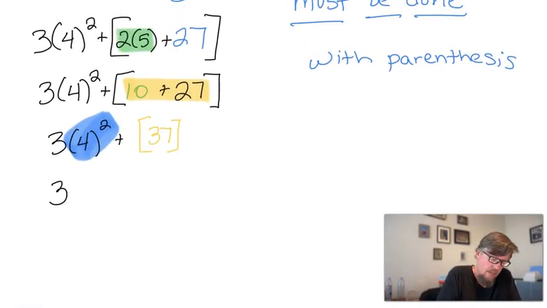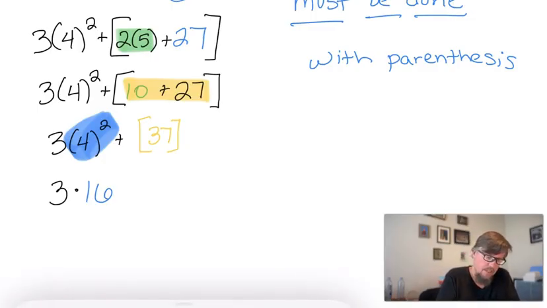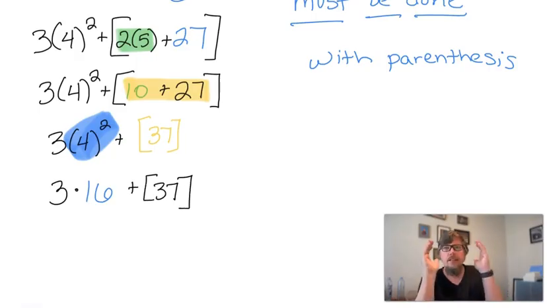So 3 multiplied by, and then 4 squared is 16. I'm going to use a dot for multiplication here because without some sort of symbol, it would look like 316 instead of 3 times 16. It would also be perfectly acceptable to use parentheses still. 3 and then 16 in parentheses would be fine.